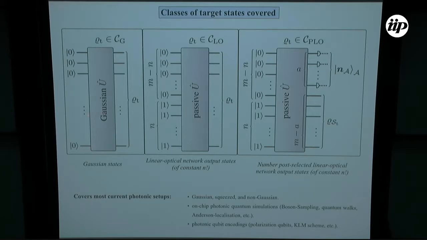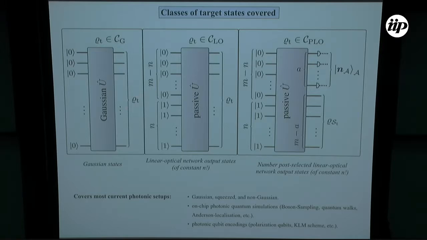So the Gaussian states can be thought of as the following. Imagine that you have M modes, and all of them are prepared in the vacuum state with no photons, and then you apply some Gaussian unitary that has squeezing, for instance, and this is a general Gaussian unitary. This defines our target state rho t.